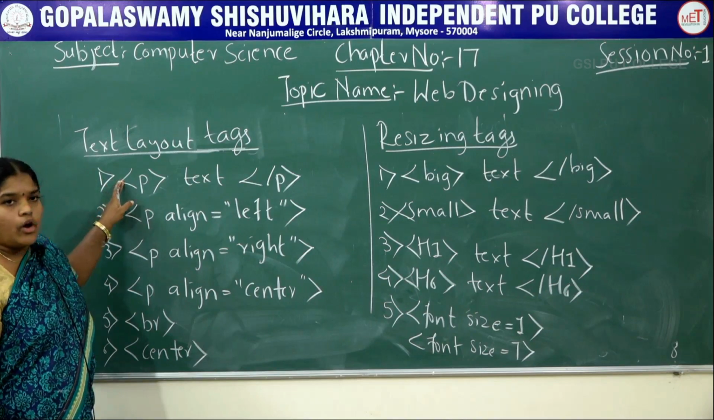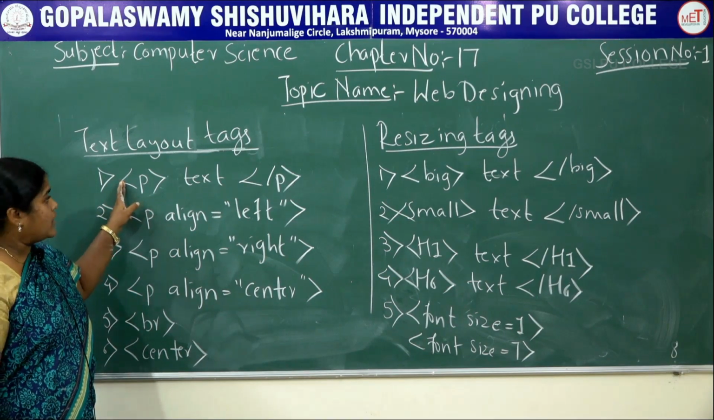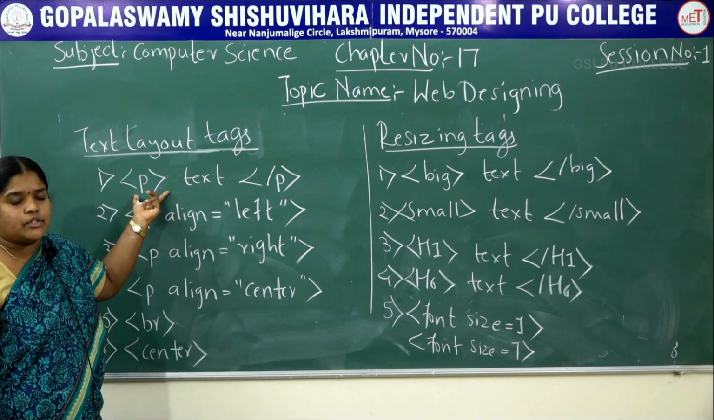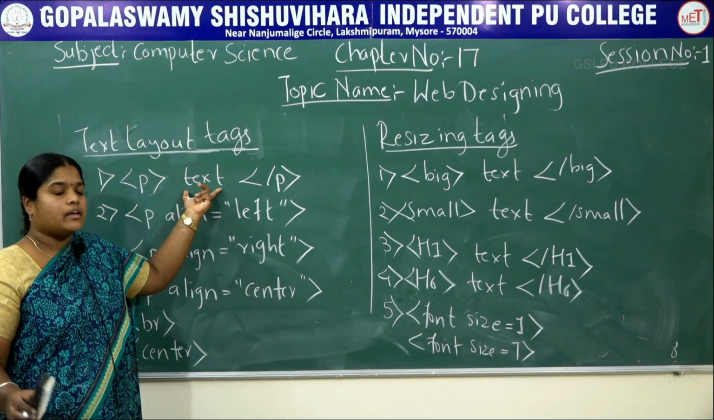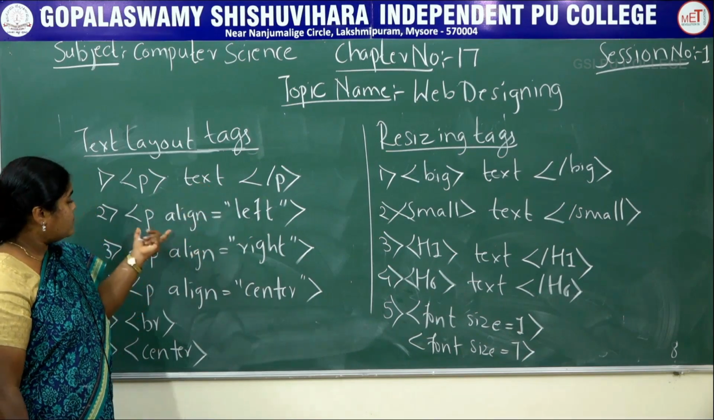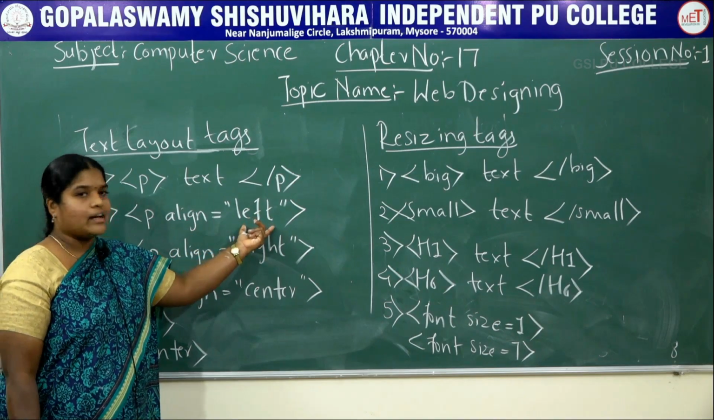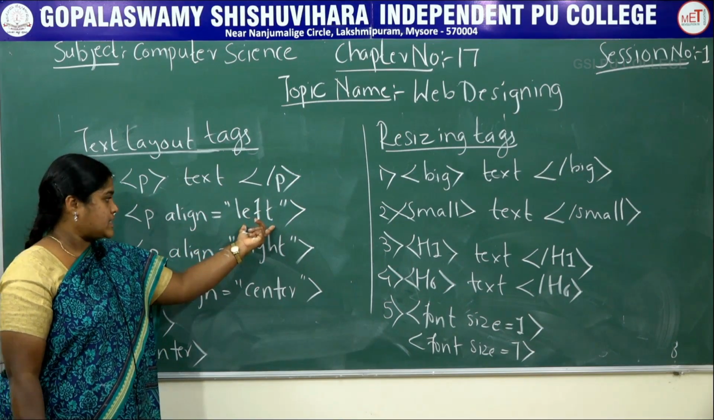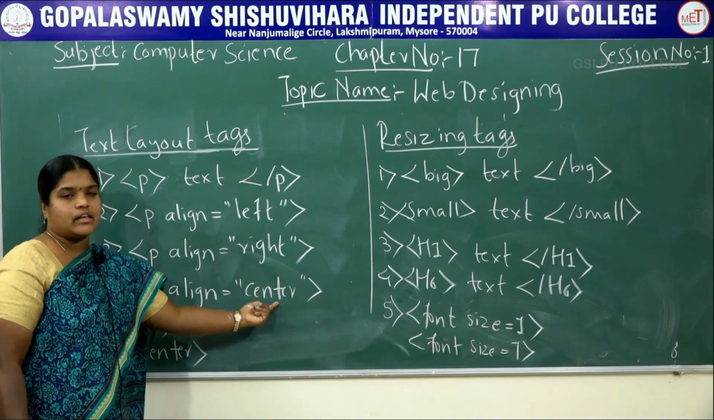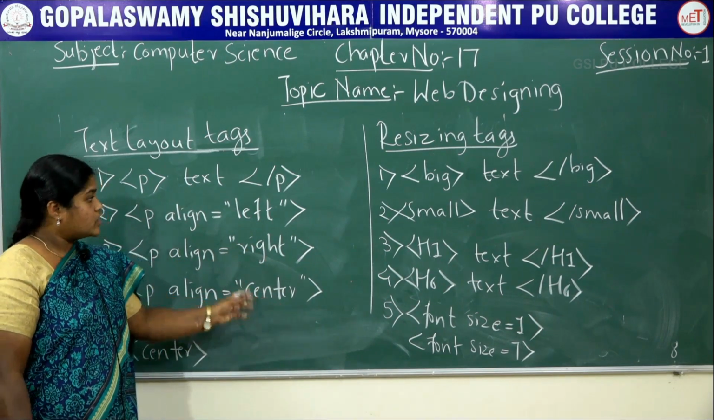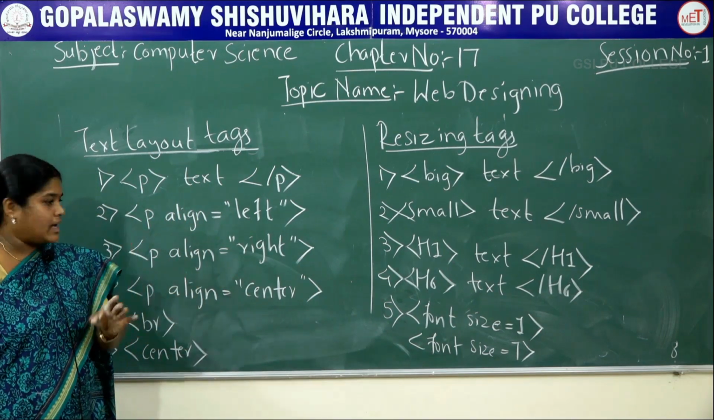Here altogether we have seen paragraph tag with different variations. Here p tag is used. In this case, whatever text is included will be displayed in the form of a paragraph. Next, p tag align equal to left, so the alignment will be on the left side. Here alignment is equal to right, and finally here the alignment is equal to center. So all the data within the paragraph will be aligned in different directions.